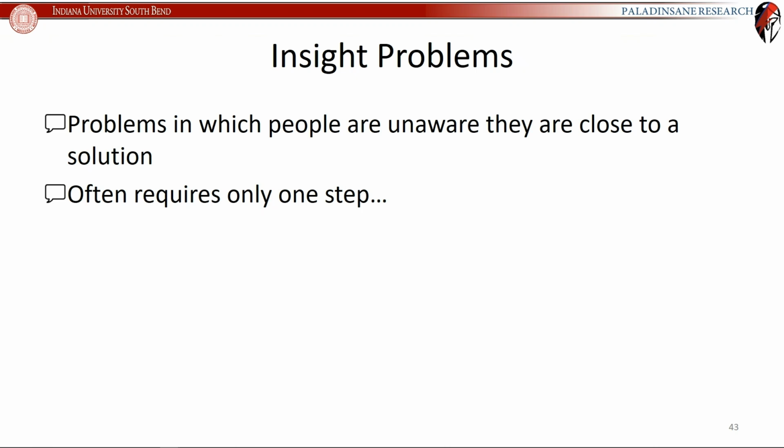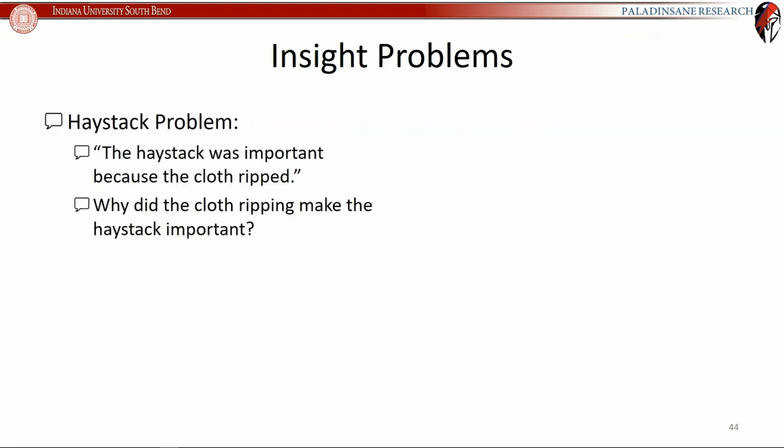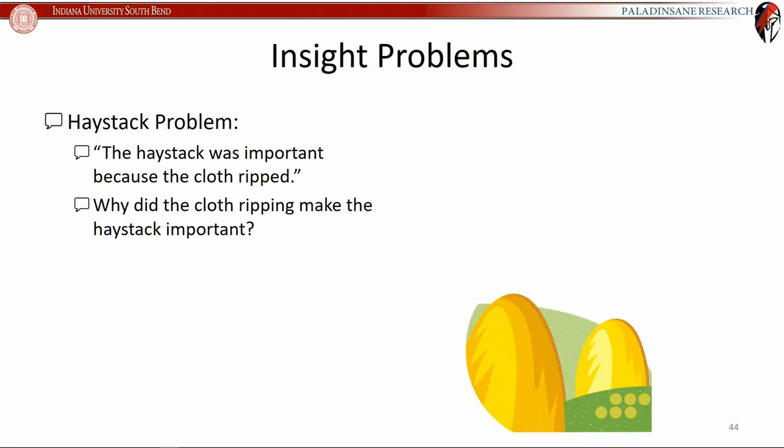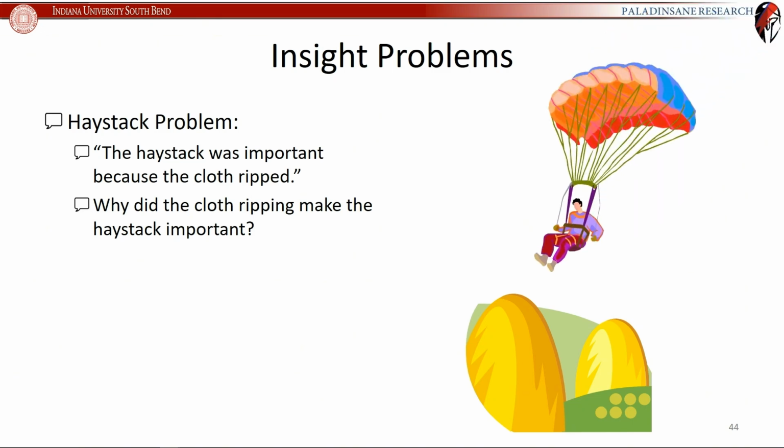So the example that we gave, or two examples we gave last time, the haystack was important because the cloth ripped. So why did the cloth ripping make the haystack important? None of us could come up with the correct answer to that. But once you see that the cloth is actually the cloth of a parachute, then all of a sudden it's immediately apparent the solution is there, and it makes complete sense.